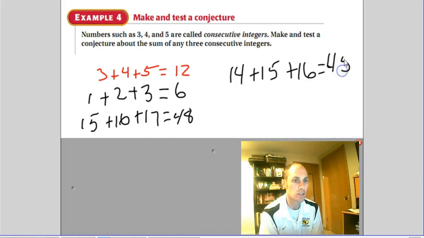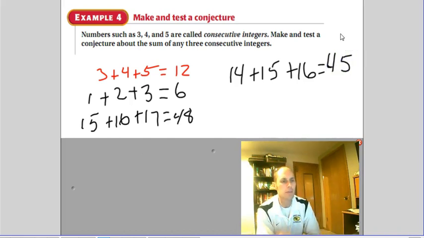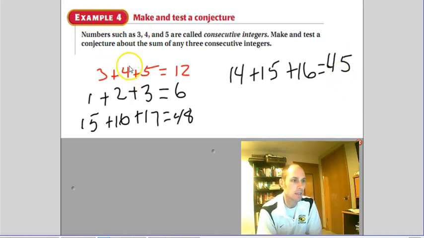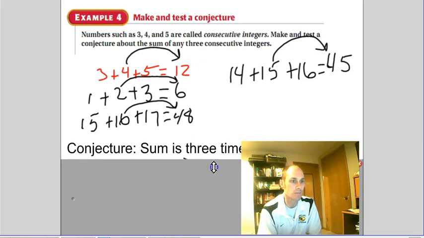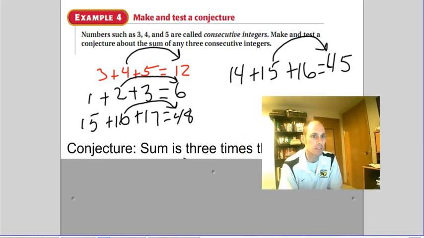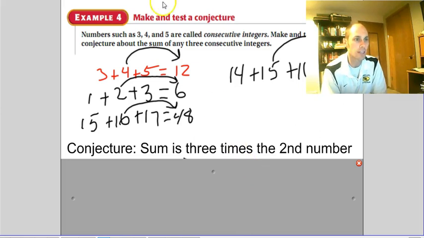So that conjecture didn't hold because now we've got an odd sum. Okay, but then I started to notice something else as I compared this number here. And maybe you noticed the same thing. Maybe you noticed it before I did. That it appears that the sum is 3 times more than that second number. And so that was my conjecture. And now I'm going to take a look at that and see if it holds true. I need to test it out.